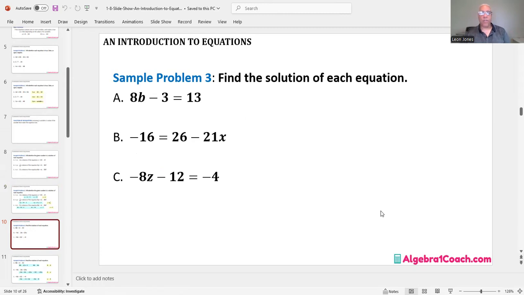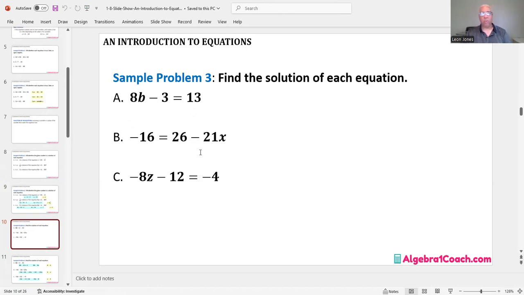Now, find the solution of each equation. 8b minus 3 equals 13. Now, what am I going to do? Well, I'm going to add 3 to both sides. So I'm going to get 8b equals 16. I'm going to solve for b. So when I get 8b equals 16, divide both sides by 8, b is going to equal 2. To check it, I'm going to plug 2 right back into b. 16 minus 3 equals 13.